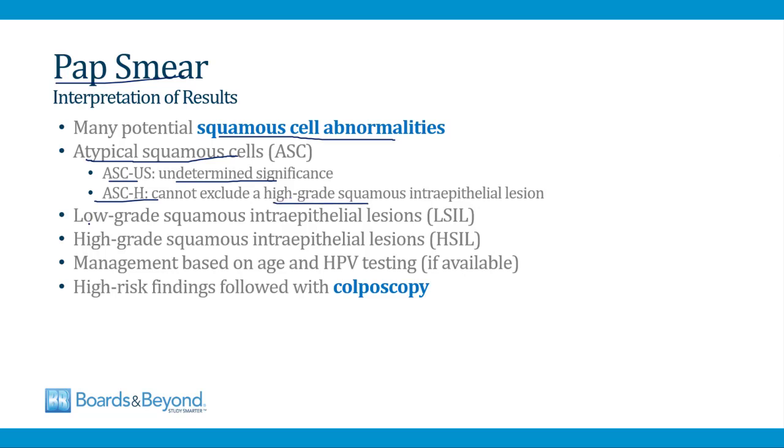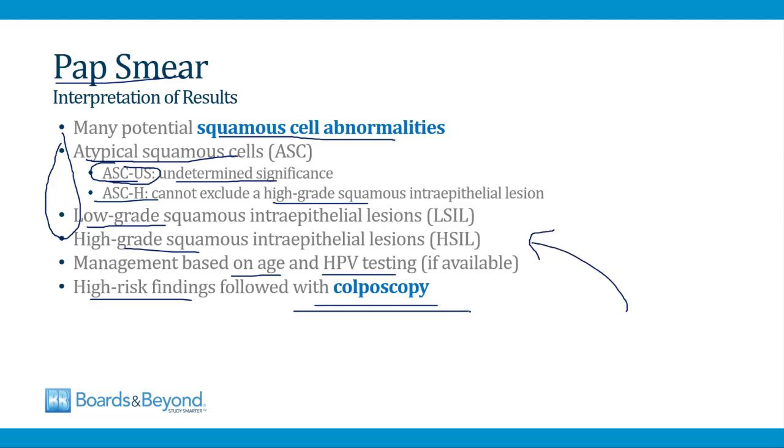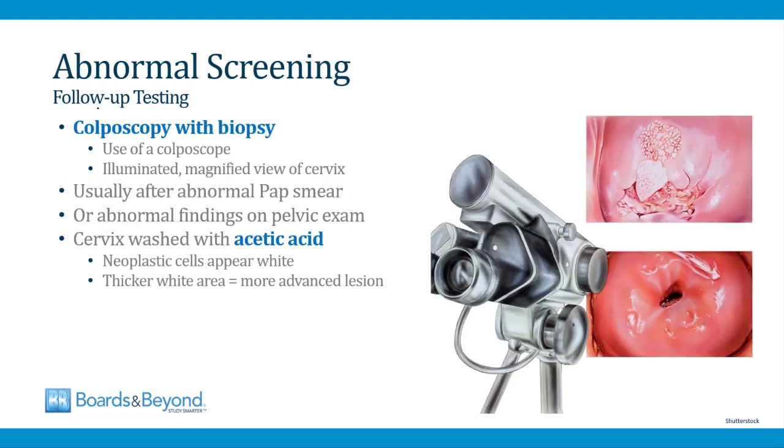And then beyond atypical squamous cells, you can see cells consistent with low-grade squamous intraepithelial lesions or high-grade squamous intraepithelial lesions. And when women have these findings on Pap smear, this always indicates potential cervical neoplasia. What you do next depends to some degree on the woman's age and HPV testing if available, but in general, high-risk findings are always followed up with colposcopy. Sometimes if a woman is young and her HPV testing is negative and it's a low-risk finding like ASC-US, it's not necessarily followed up with colposcopy, but in general, most women who have these abnormal Pap smears get a colposcopy to exclude cervical neoplasia.